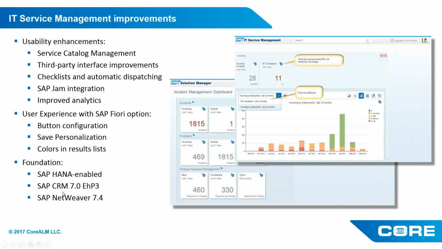Other areas that have improved include IT service management. There's a lot of improvement in terms of the front end, SAP Jam integration, and improved analytics. There are a lot of checklists and automatic dispatching. This is another area that we're going to have a webinar on. All of this is based on CRM 7.0 EHP3, which we'll discuss a little more when we get to the technical side of the upgrade.